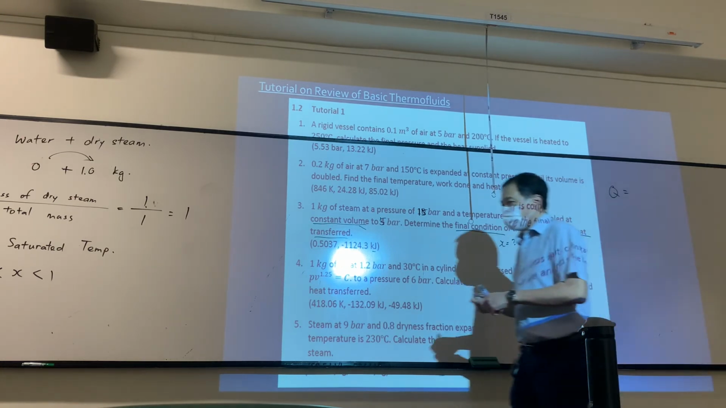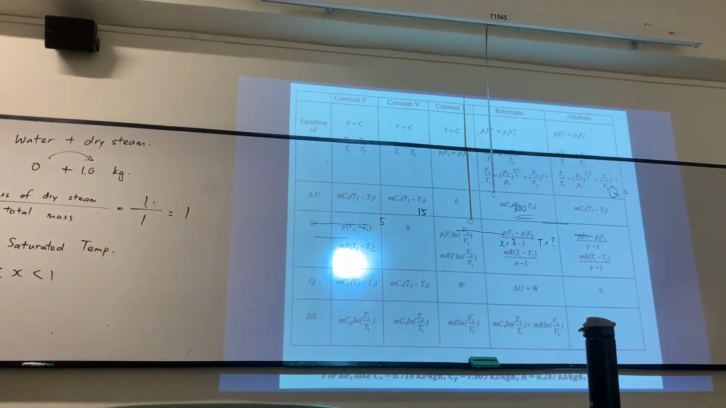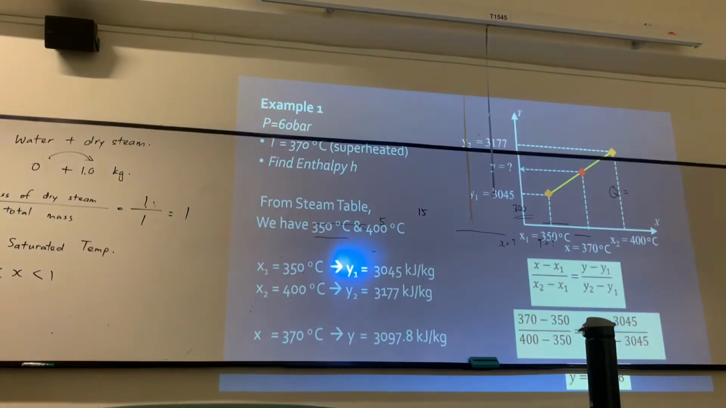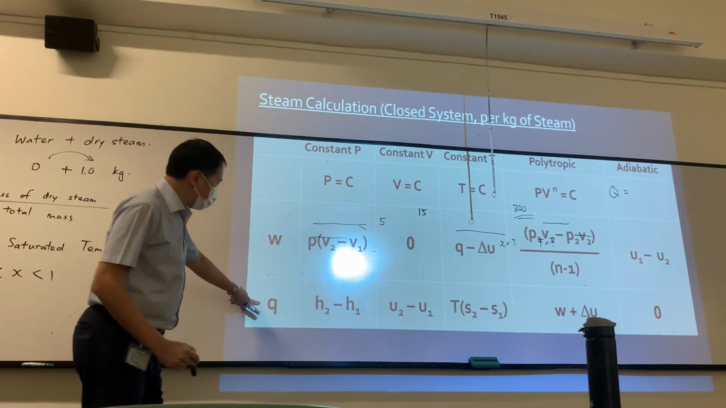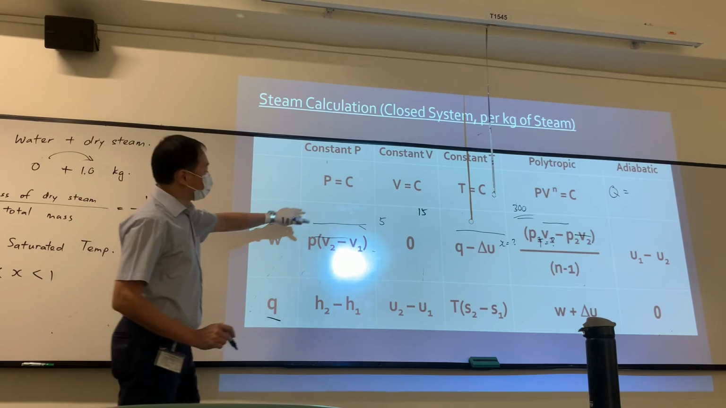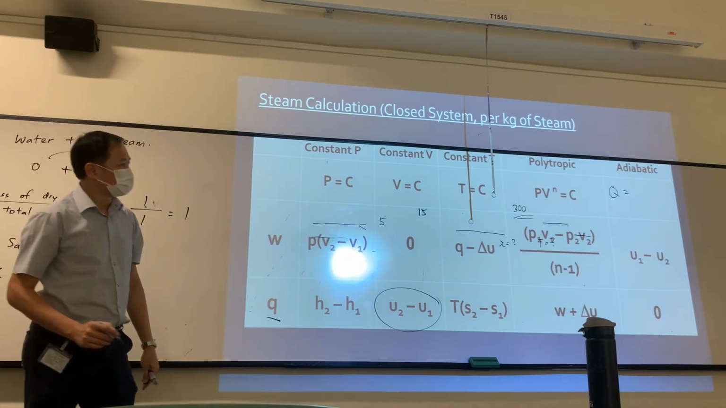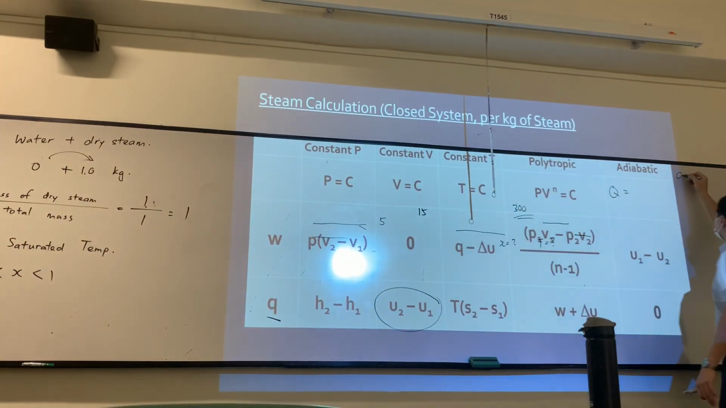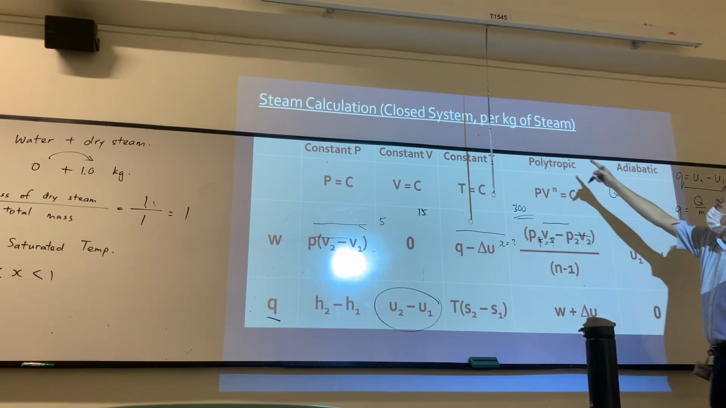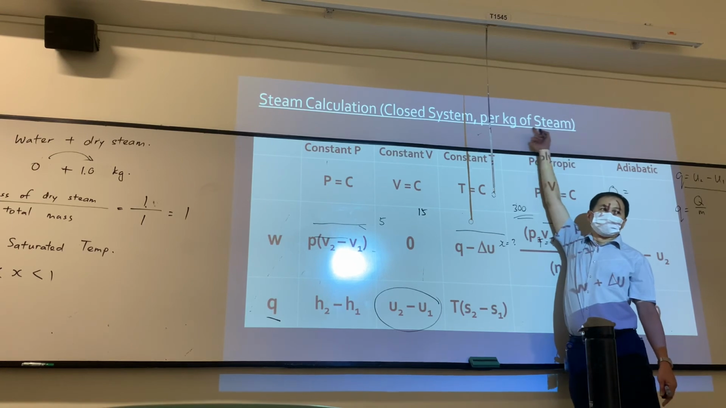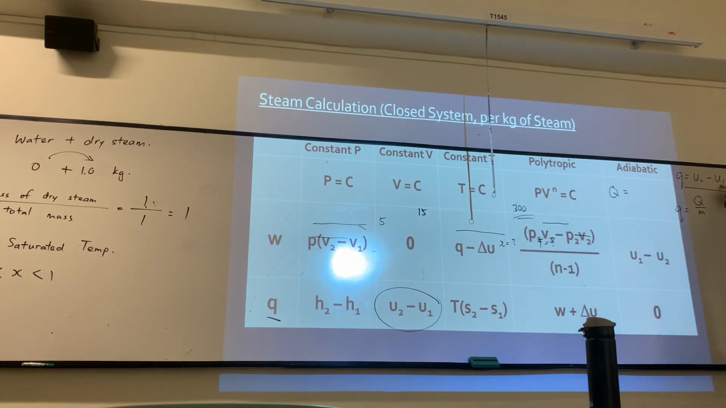Q is equal to, let me show you this again. Remember this? This is small q. For a constant volume process, q is equal to U2 minus U1. Then small q is capital Q divided by mass, because this calculation is per kilogram of steam.